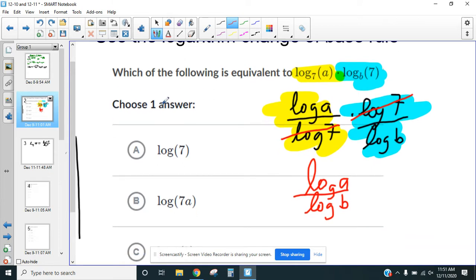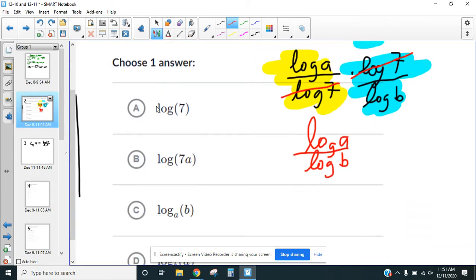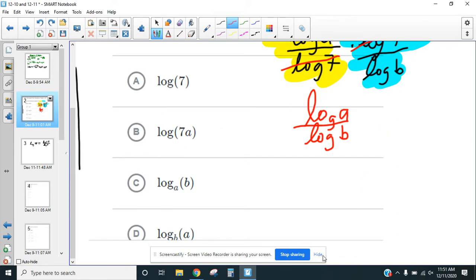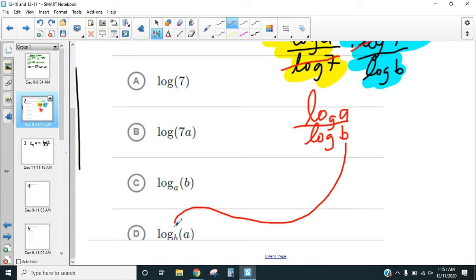Now, after we have that, the question is, which one of these choices is correct, A, B, C, or D? Which one is correct? Log B is the base. The base goes down there, doesn't it? Right? There you go. So this is D.